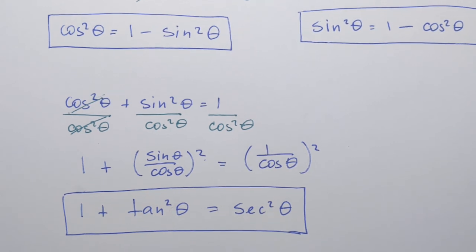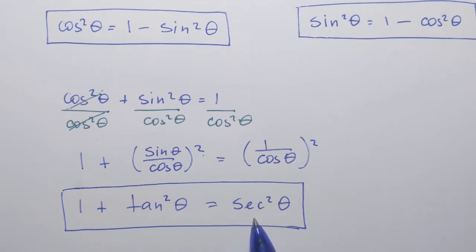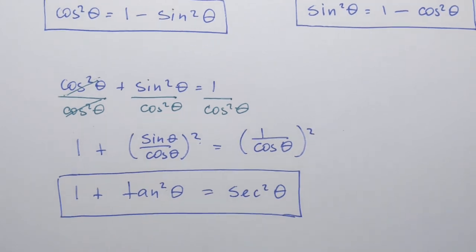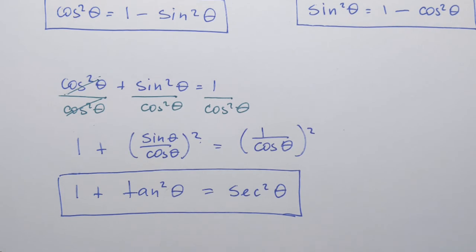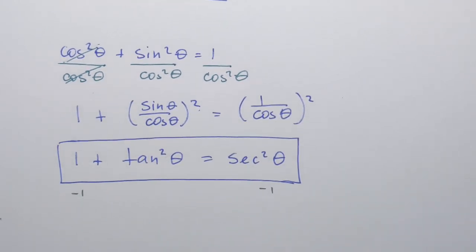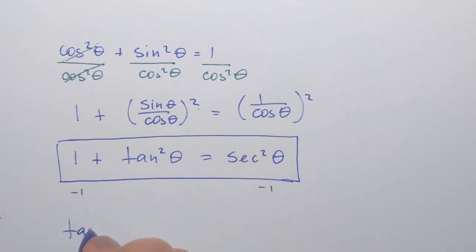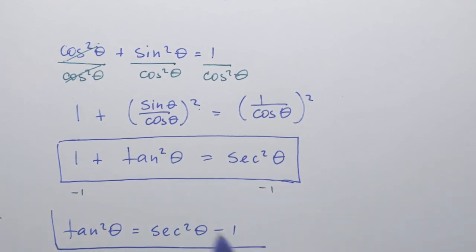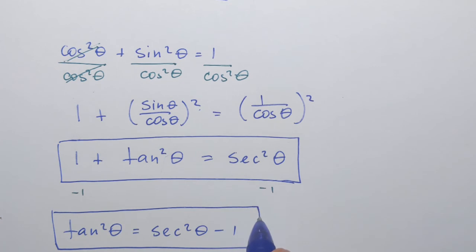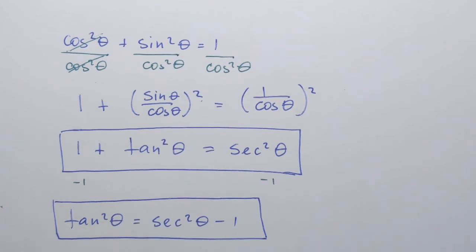I can also manipulate it. In this case, secant squared is by itself. Well, I can get tangent squared by itself, just to modify it slightly. So I can subtract 1 from each side, and I'll get the following. Tangent squared of theta equals secant squared of theta minus 1. Here's an identity that relates tangent and secant. Again, a similar one, but in this case, tangent squared is by itself.